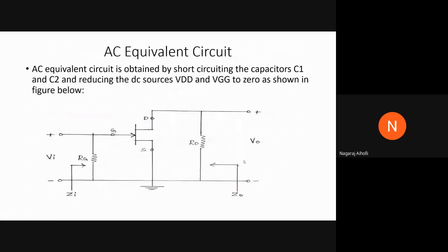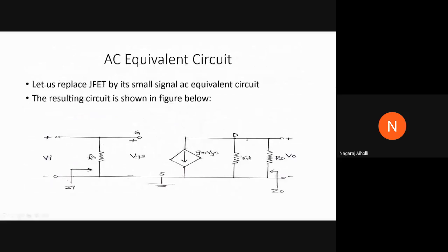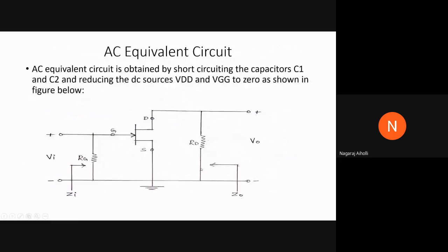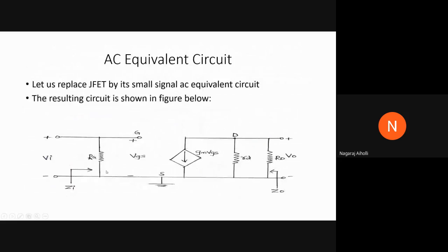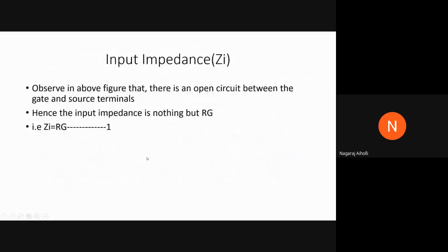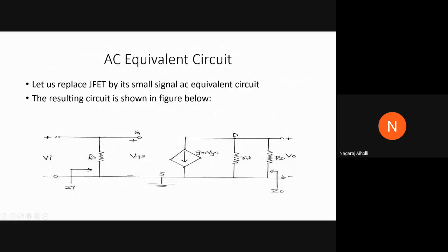So this is VGS here. We have gm VGS and small rd. Then on the input side we have resistance RG, and on the output side we have the resistance RD. So the same we can represent here. We can draw the input resistance RG, and the output side we have the resistance capital RD. So we have input Vi, then Zi, input impedance, output voltage V0, and output impedance Z0. This is the small signal AC equivalent circuit of the JFET.